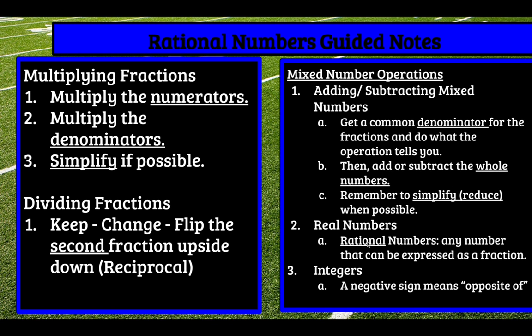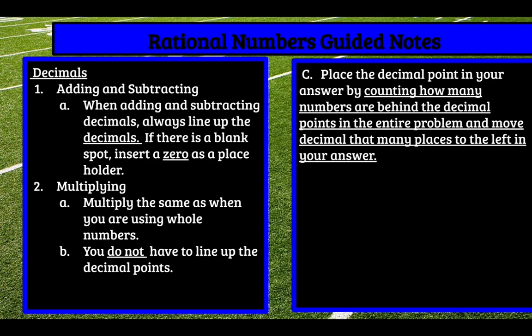Real numbers. Rational numbers are any numbers that can be expressed as a fraction. We also have irrational numbers, which is not on here, and irrational numbers are numbers that cannot be expressed as a fraction. And then integers. Integers are rational numbers, and a negative sign on integers means opposite of. So whenever you see a negative sign, it means opposite of. All right, let's go ahead and go to the next one.